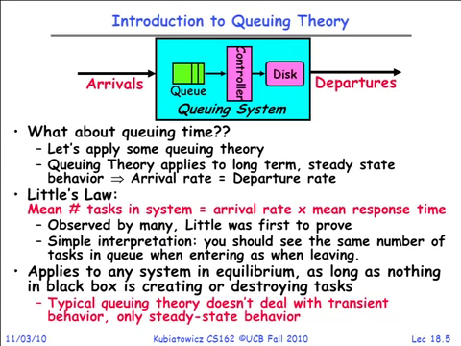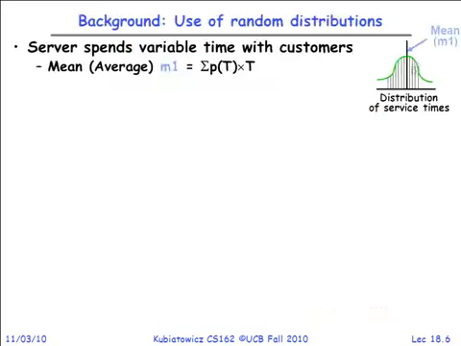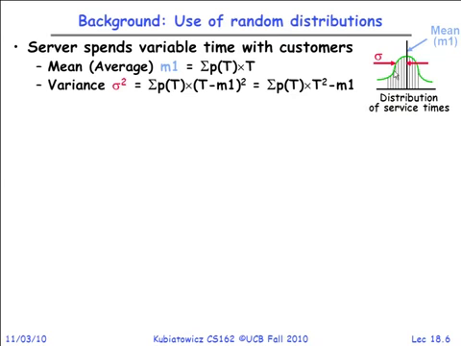Okay, so first of all, the server spends some time with customers. So this is the person making the hamburgers for you. And there's actually a distribution of times to make a hamburger. Okay, so there's some mean, kind of like 69.9 on the exam, right? And then there's some standard deviation, okay, which is basically the square root of the variance. Okay, so variance is the sum of the probability of a given test score times (t minus the mean) squared.